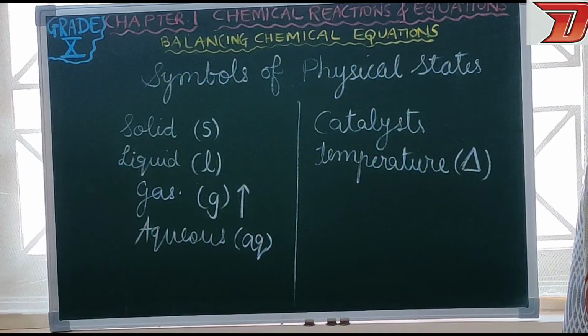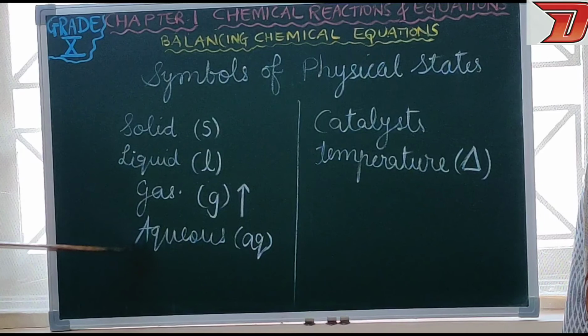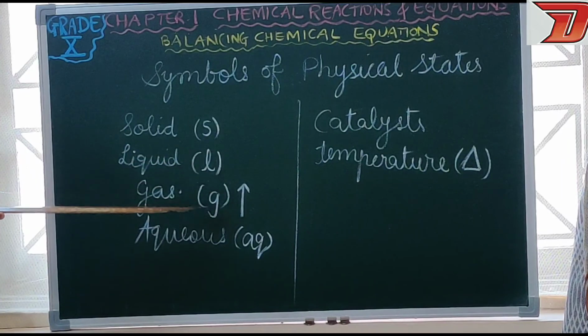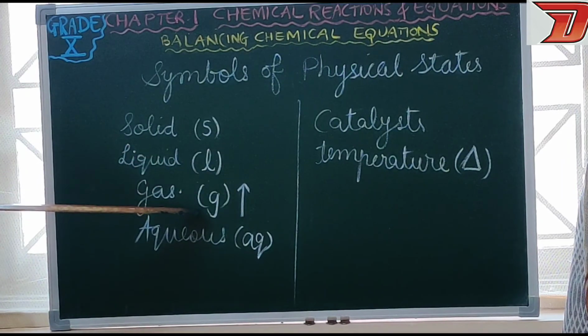To write the equation very precisely, some symbols of physical states are also mentioned with the chemical equation. The physical state means I am talking about solid, liquid and gaseous state, and even the aqueous state. Aqueous means when some element is present with the water. Okay? Small s, small l, small g, they will describe whether the element is present in solid, liquid or gaseous state.